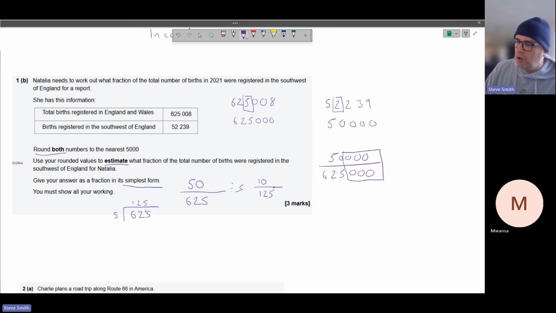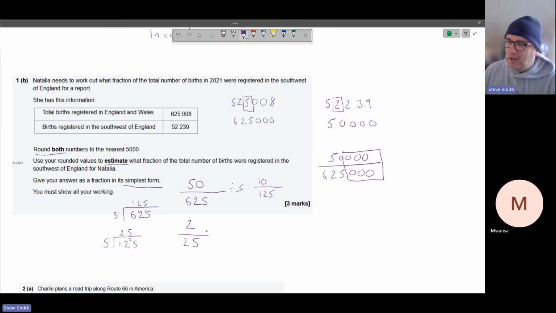Is that the smallest it goes? No, because they're both ending again in 0 or 5, so I know they both divide by 5 again. 10 divided by 5 is definitely 2. And then 125 divided by 5. Again, not really going to risk that one. 5 into 12 goes twice with 2, 5 into 25 goes 5. So I've now got a fraction from 50,000 over 625,000 is 2/25. Amazing. Who'd have thought it?